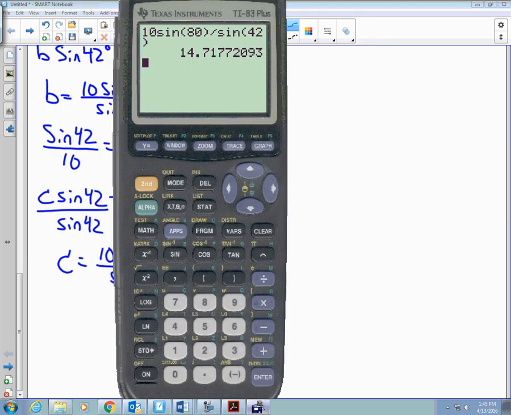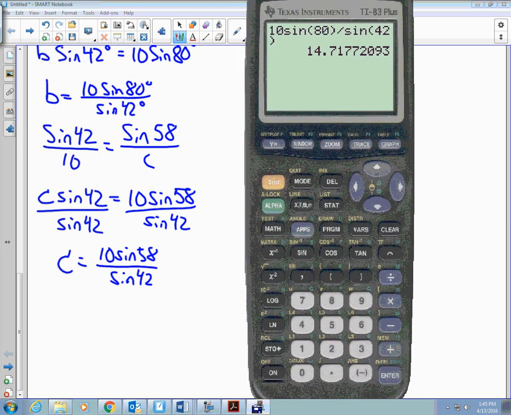Now, does anybody have a calculator like mine? Okay, I'm going to show you a really quick way to do this problem, because it looks really similar to the previous one, doesn't it? The only difference is instead of an 80, there's a 58.